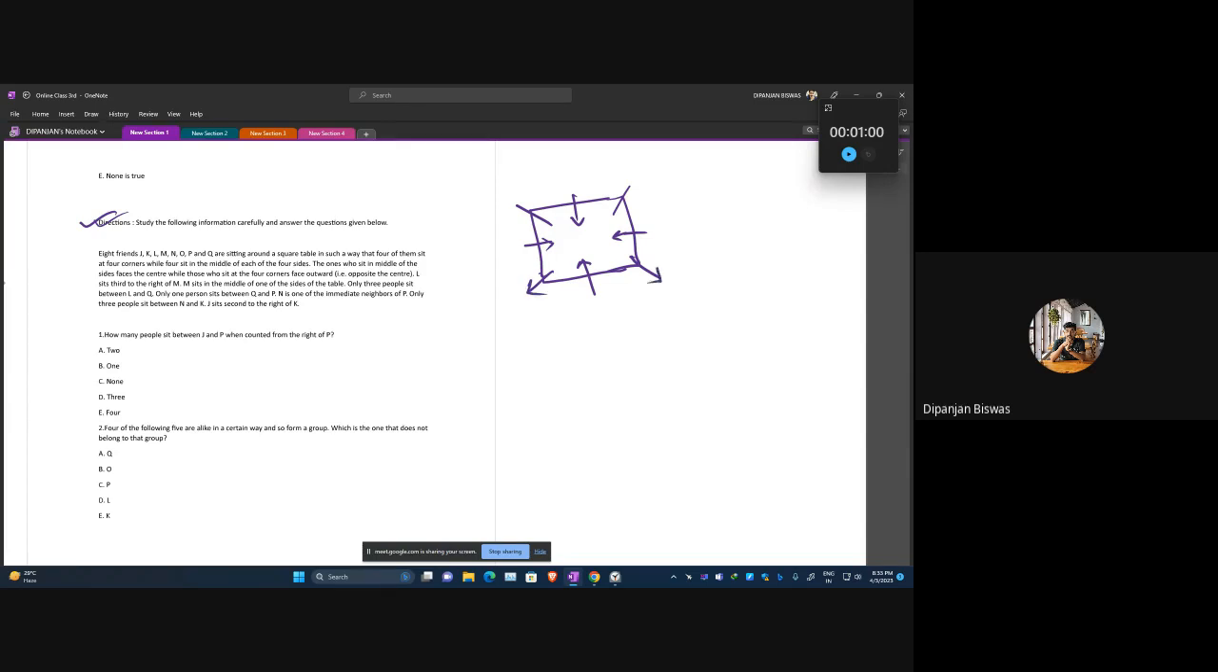So we have a bit of a complex problem here. You can just start by drawing at least 2 possibilities. You don't have to draw in the midway. These 4 are again facing the center, and these 4 are facing outside. So the statements are starting from here. L sits third to the right of M.